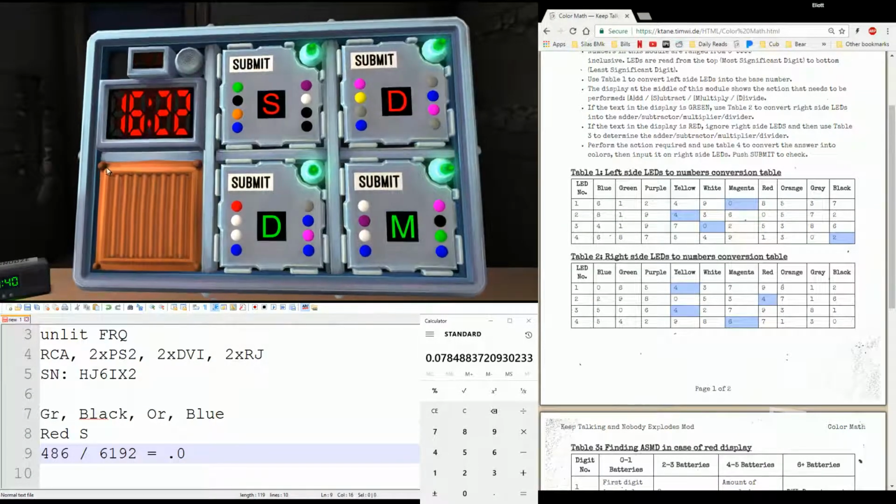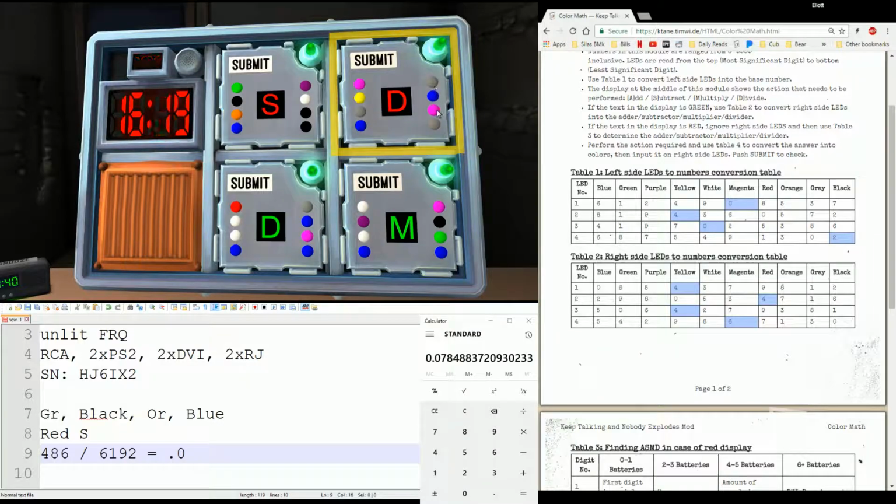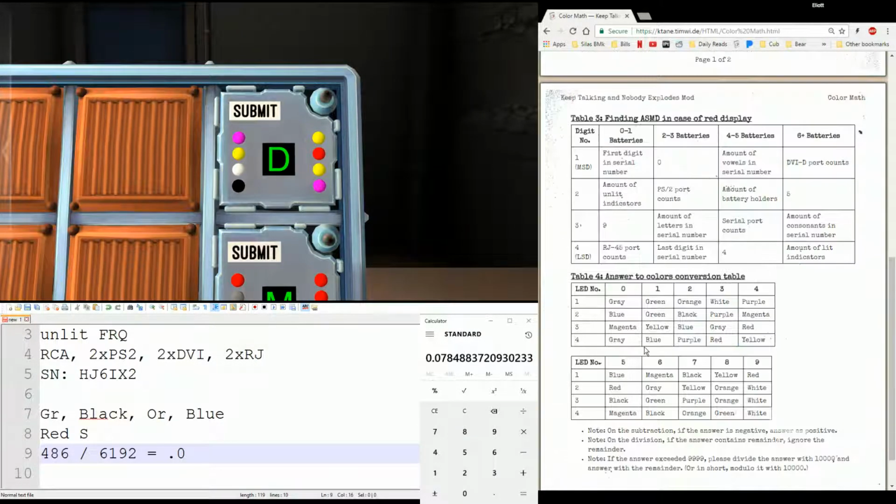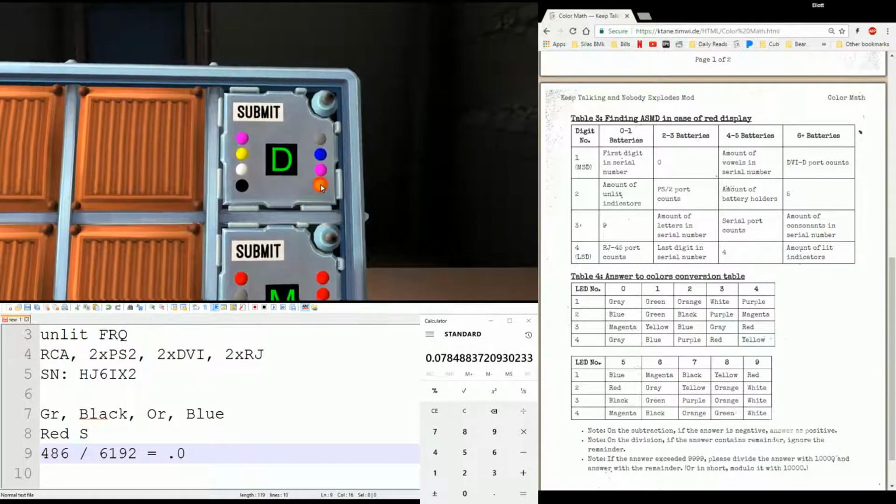So what was the answer for a zero? Gray, blue, magenta, gray. Is that what we got last time? Yes, it is. Gray, blue, magenta, gray. You can just cycle back through.